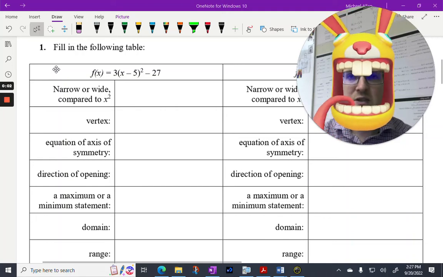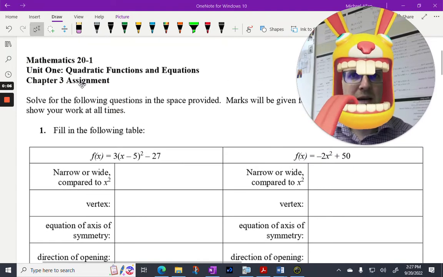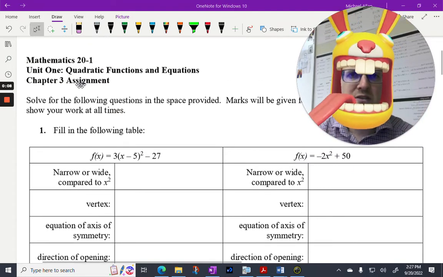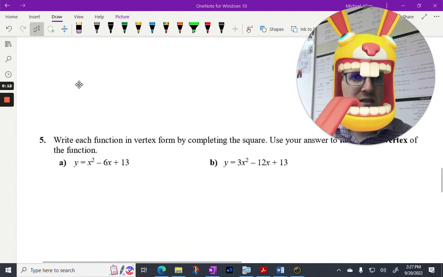Hey there, Math 20-1s. We're going to go over this Chapter 3 assignment practice question sheet that I created for you guys. Now, let me just see if this is the right sheet. Yep, this is the right one.